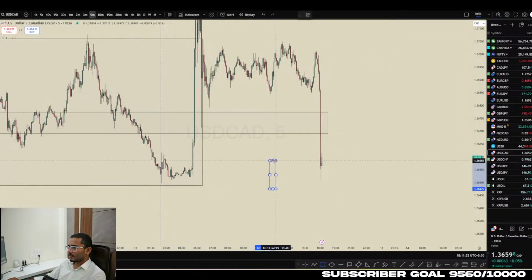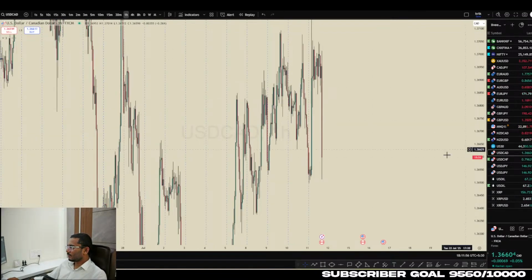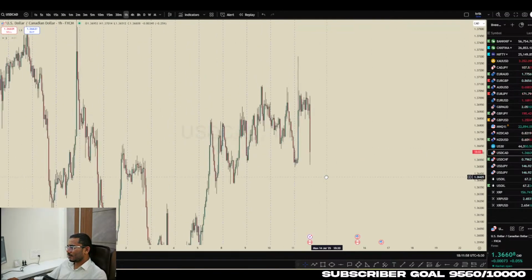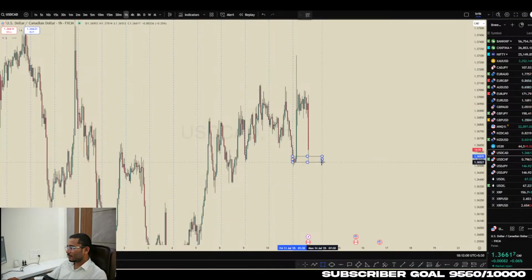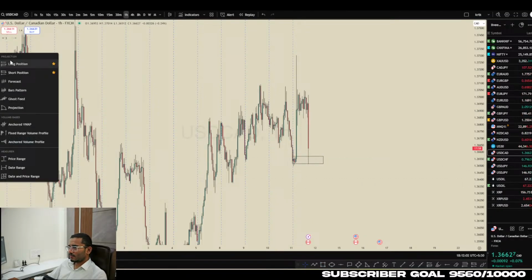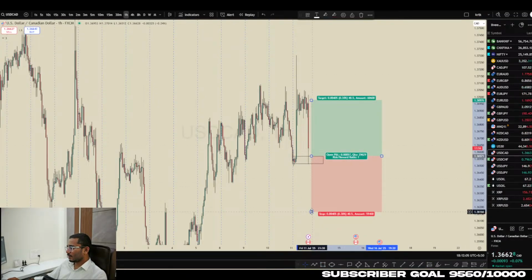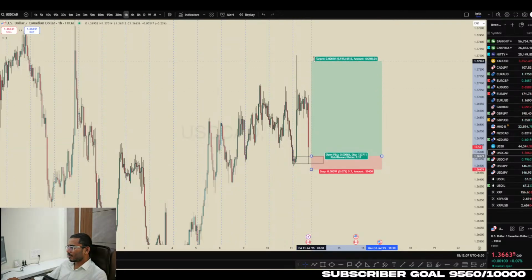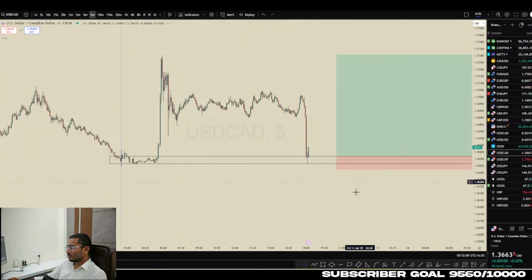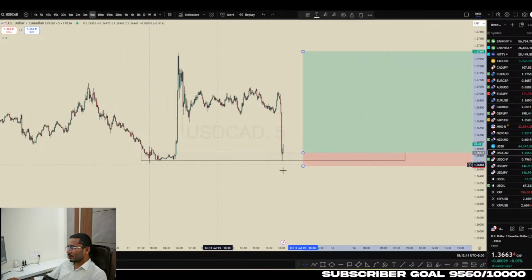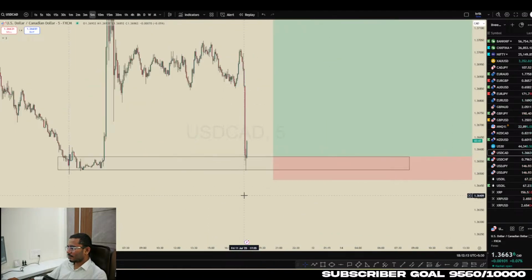USD CAD, I think we have this entry going on. Not entry, but price has tapped this order block, and now because of news, it can continue higher to the upside. I think so. Not entering, but just looking at this. So you can see.